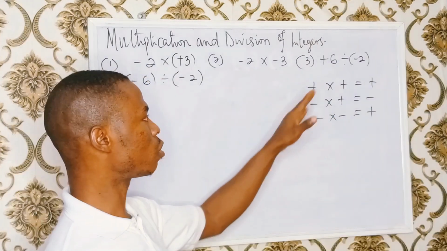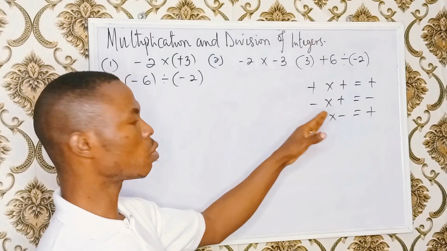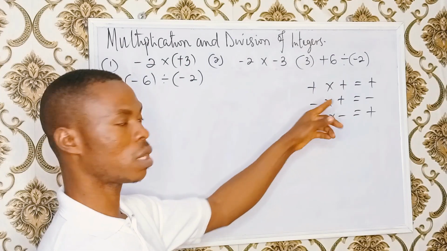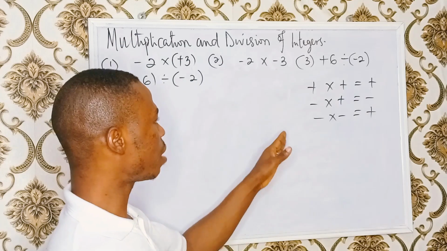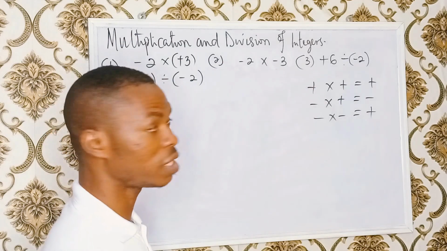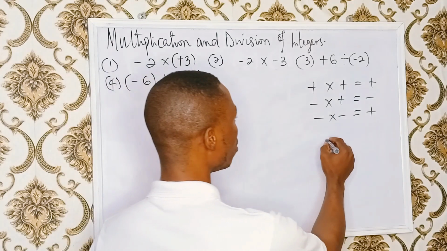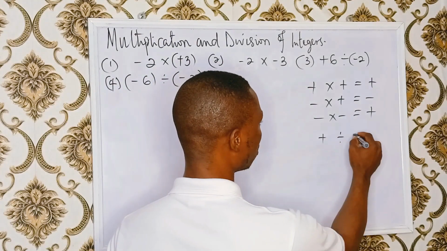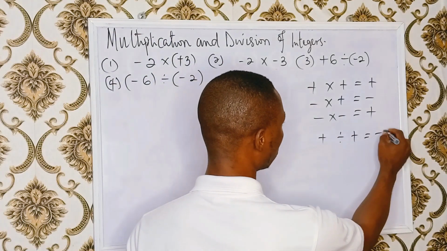Plus times plus equals plus. Minus times plus or plus times minus equals minus. And minus times minus gives you plus. Okay, let's look at division. Plus divided by plus gives you plus.